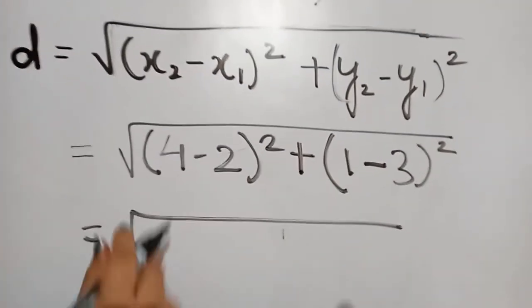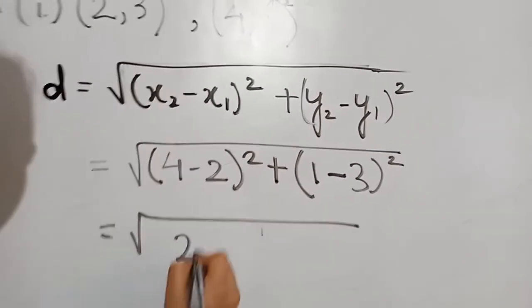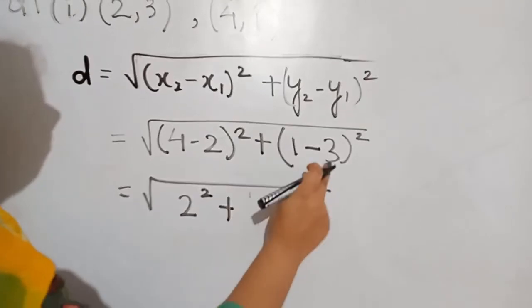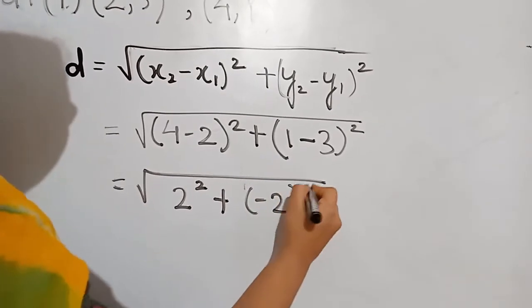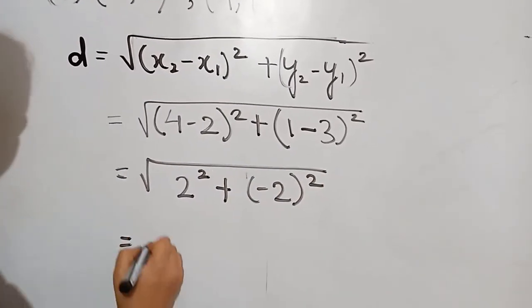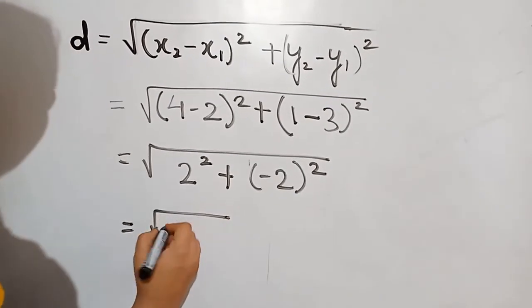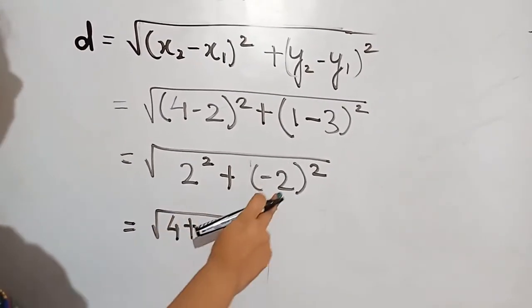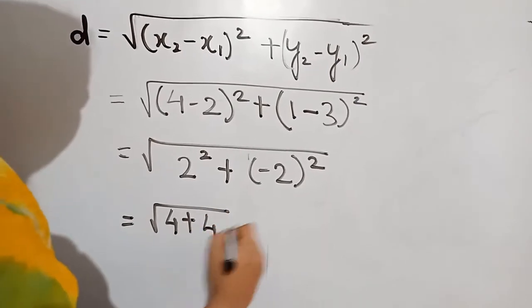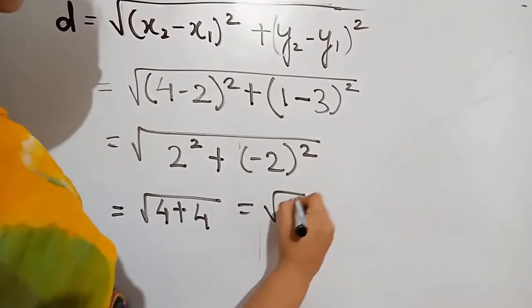under root of, 4 minus 2 is what? 2 whole square plus 1 minus 3 is minus 2 whole square, which is equal to under root of 2 square is 4 plus (minus 2) whole square is also 4. We get the answer as root 8.